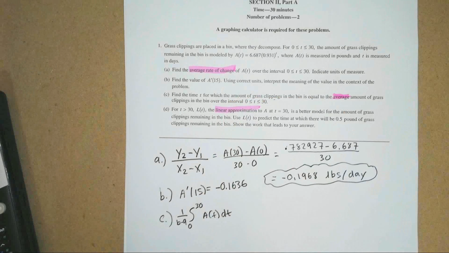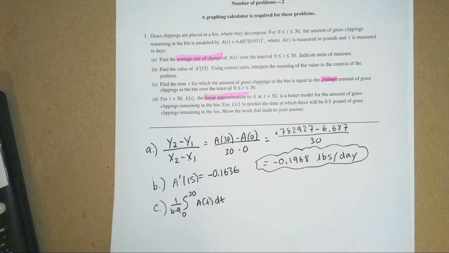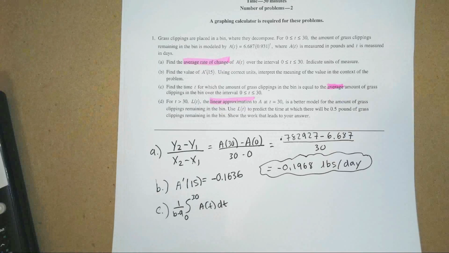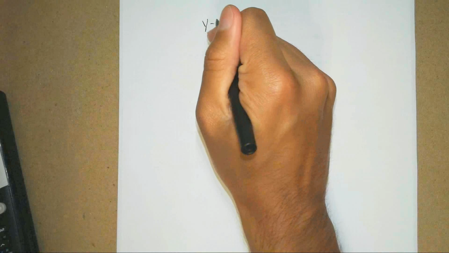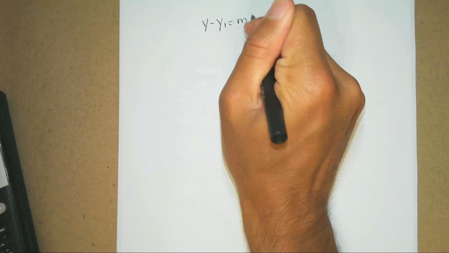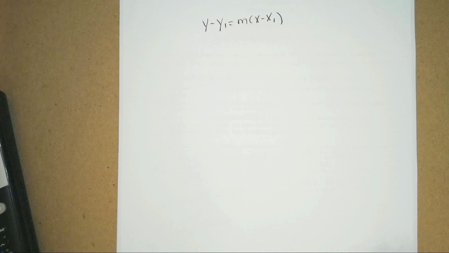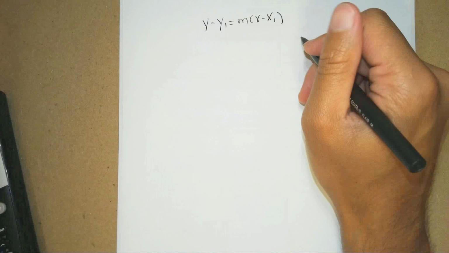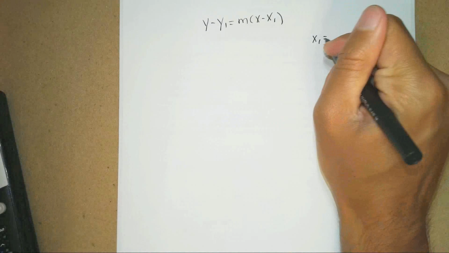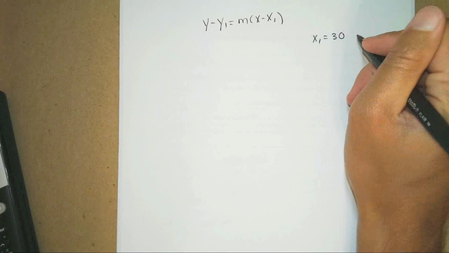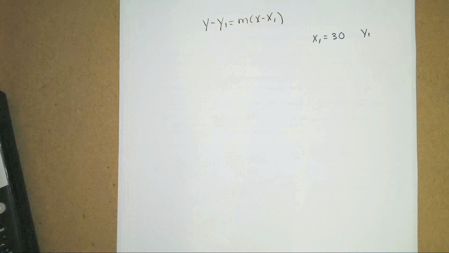So then what I'm going to do is set this equation up as if I were solving just for the tangent line at time t equals 30. Well, we know the tangent line formula is y minus y1 equals m times (x minus x1), where m is your slope, x1 is a value that we're looking for, which is 30, and we're missing y1. Well, you got to ask yourself, okay, so how do I find y1?